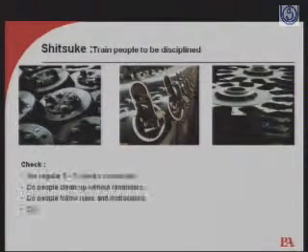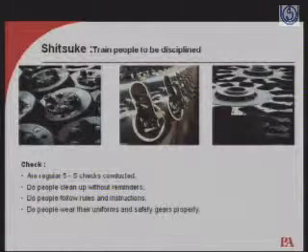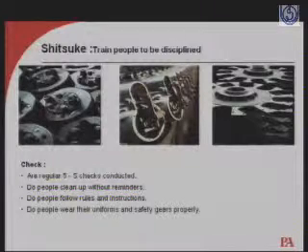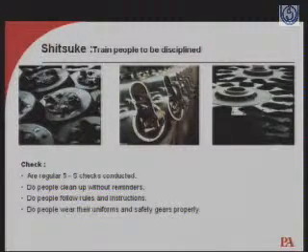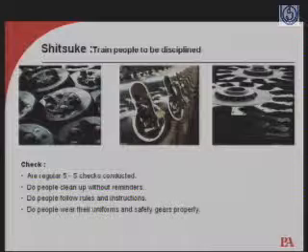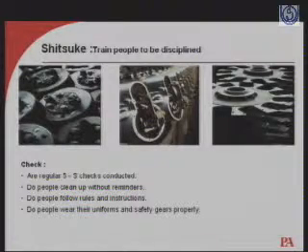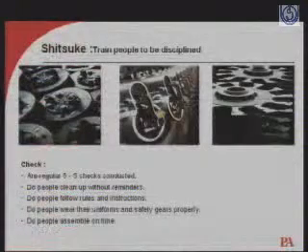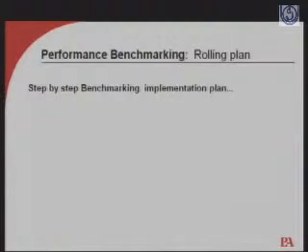So again, they train the people to be disciplined. That is called Shitsuke, meaning are regular 5S activities being conducted? Do people clean up without reminders? Do people follow rules and instructions? Do people wear their uniforms and safety gear properly? So therefore, in any kind of utility environment, we should try to maintain the 5S environment.